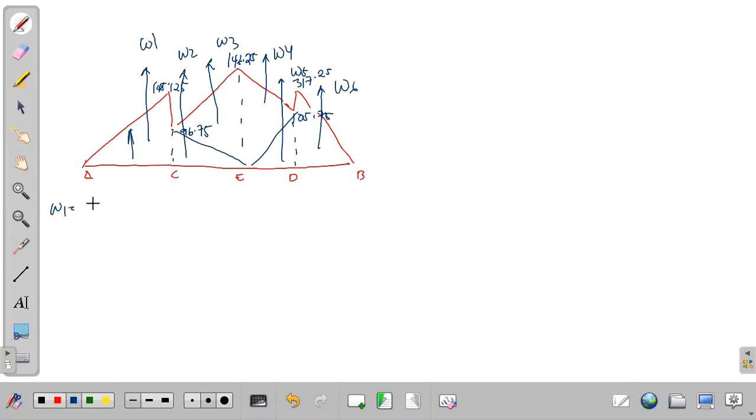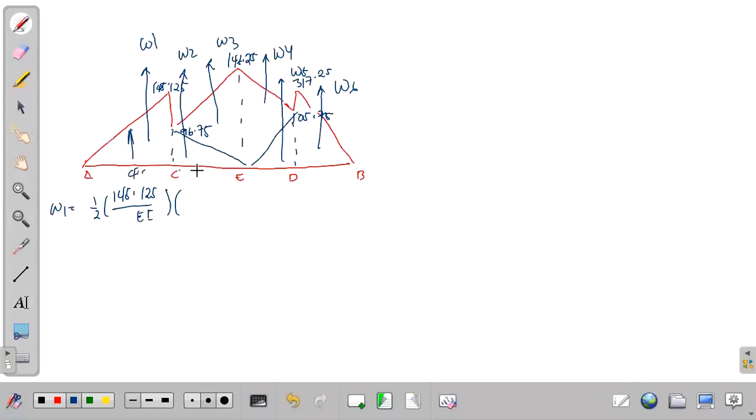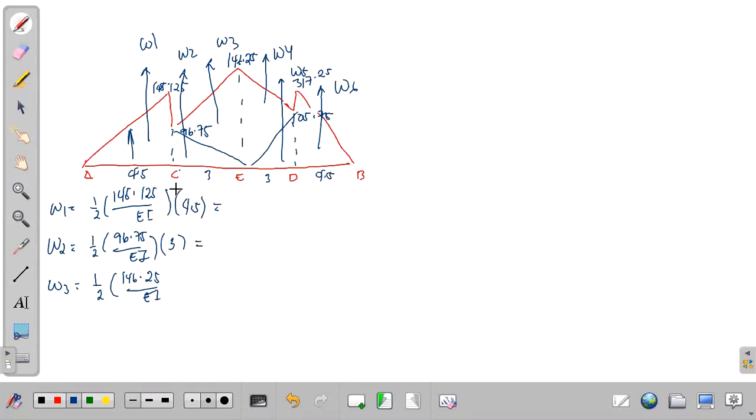Solving for W1. The area of W1 triangle, that is 1/2 of 145.125 over EI. So kindly solve this times the distance here, which is 4.5. So W2, we have another triangle that is 1/2 of 96.75 over EI times the distance 3. W3, another triangle, 1/2 of 146.25 over EI times distance 3.